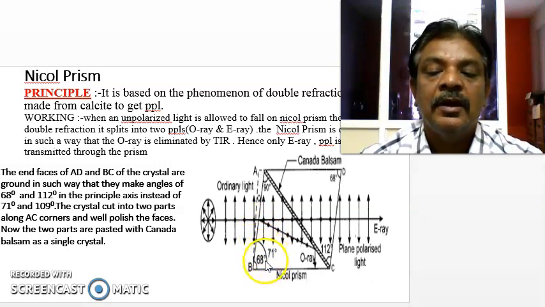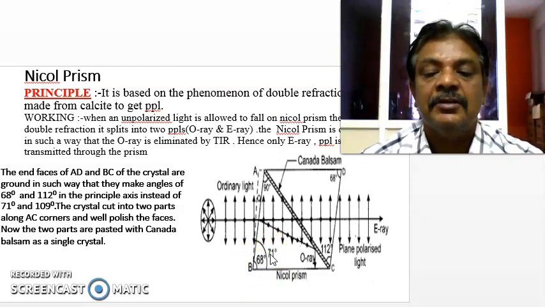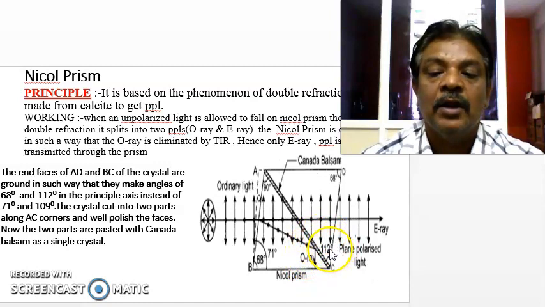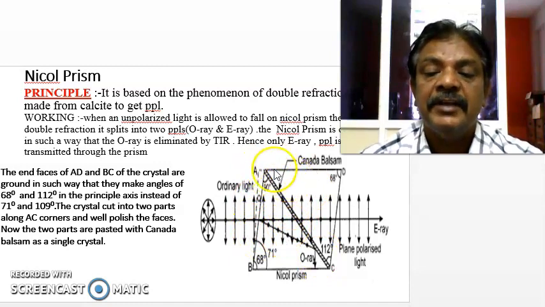So, the angle of the crystal at B is changed from 71 to 68. And hence, according to that, this angle is also changed from 109 to 112, on this side. Now, the two parts of this crystal are pasted together by means of Canada balsam at the center.